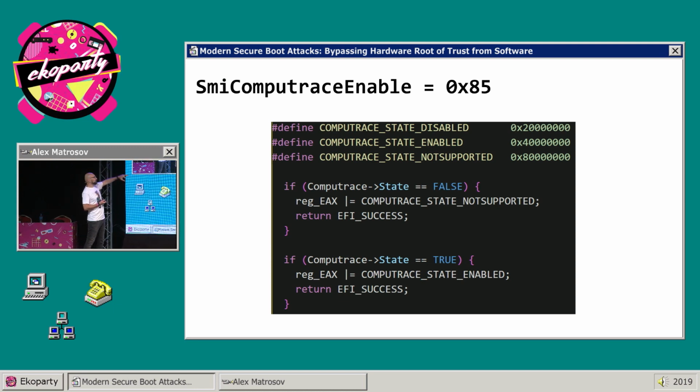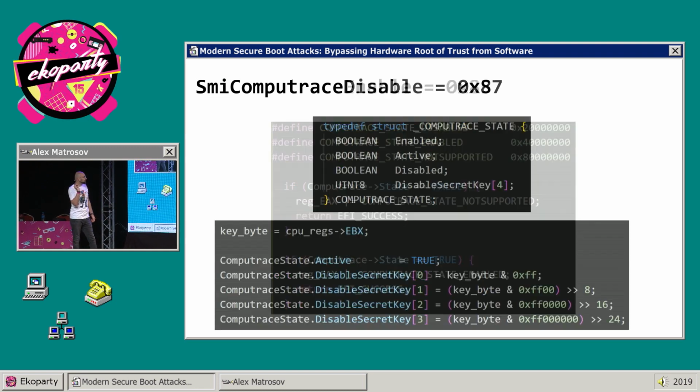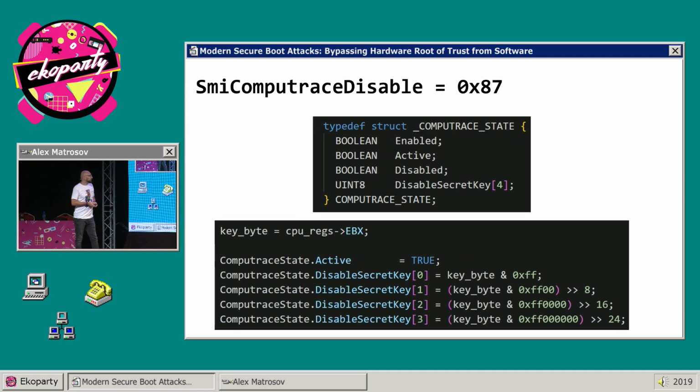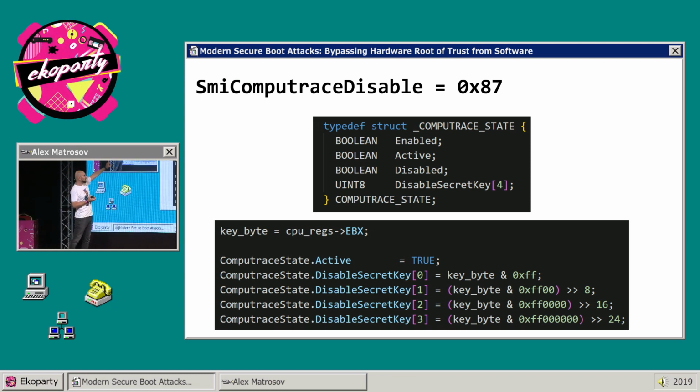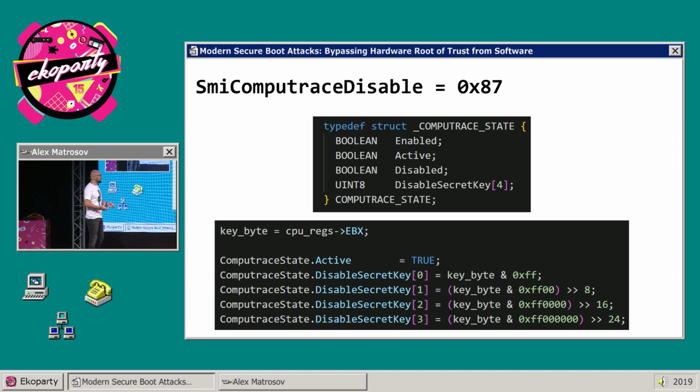Also, for disabling and enabling, you need to communicate with Computrace state, which has a specific canary value, but the canary value is hard-coded, and you can see the defines. So back here, it's about Computrace state. We have four options, basically: enable, active, disable, and disable secret key, which basically deactivates Computrace permanently on your machine. And the secret key is just 4 bytes, so it's a word value.